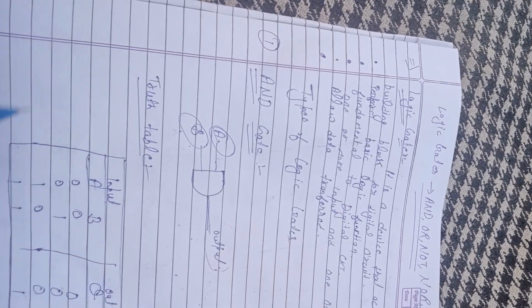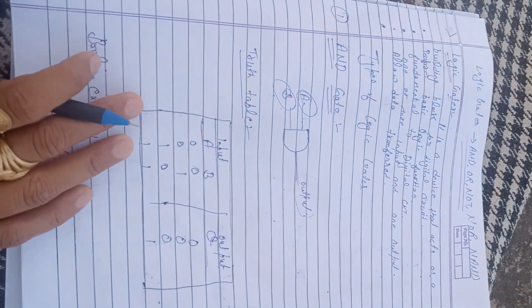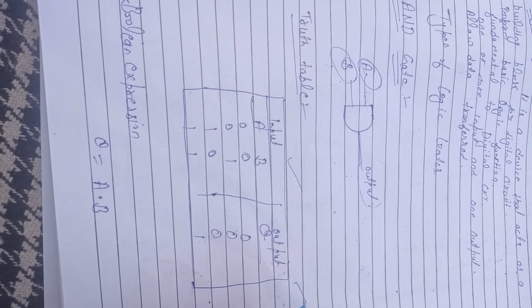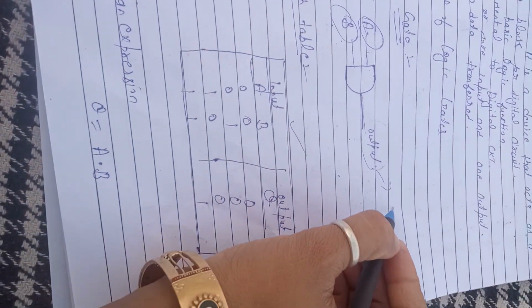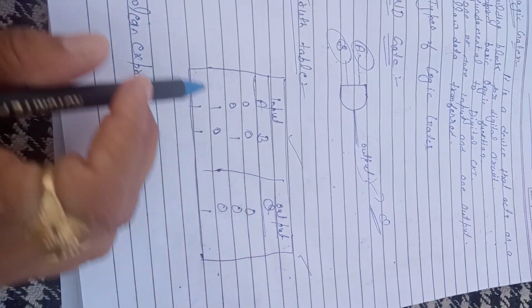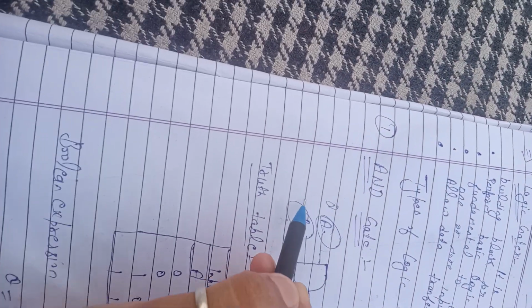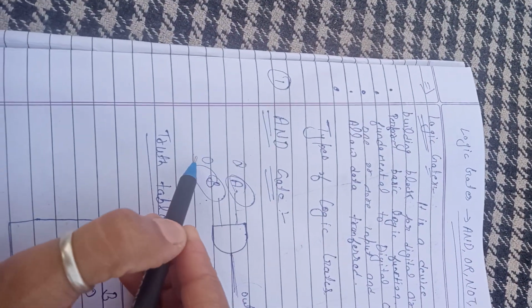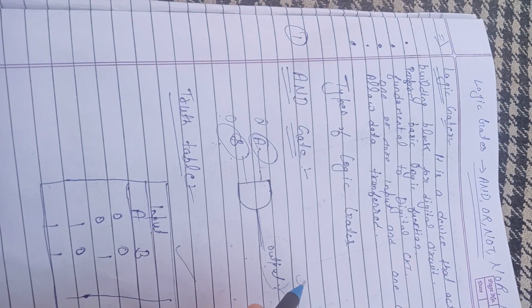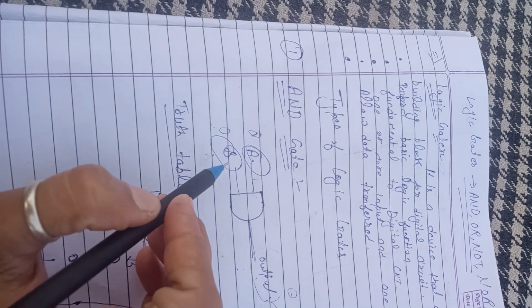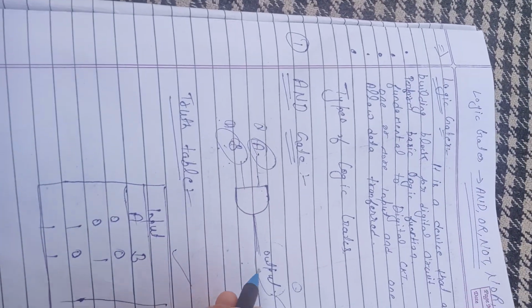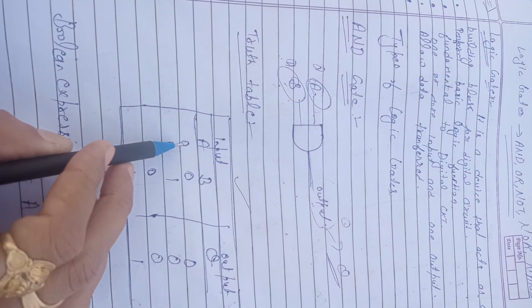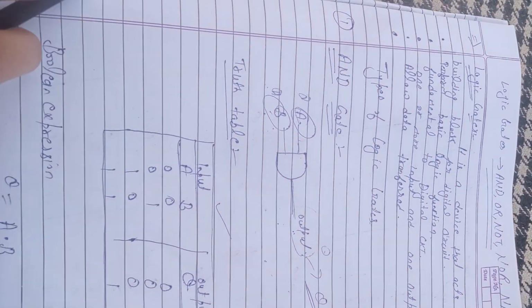In the AND gate, this is the truth table. Here A and B are the inputs and the output is denoted by Q. When we apply inputs 0 and 0, it gives the output 0. When we apply input 0 and input 1, it gives the output 0. The first input is 0 and the second input is 0.